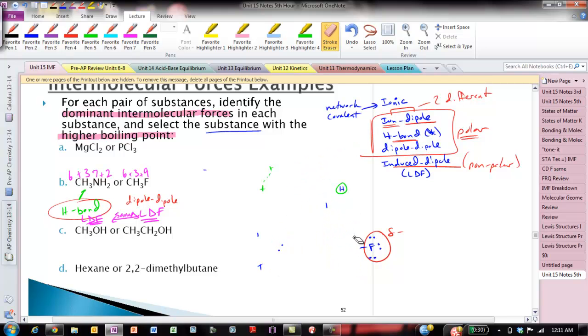Alright, so next one. We're going to look at methanol, so CH3OH. So CH3, and then we've got O attached to an H. And we've got to draw 2 of them for intermolecular.